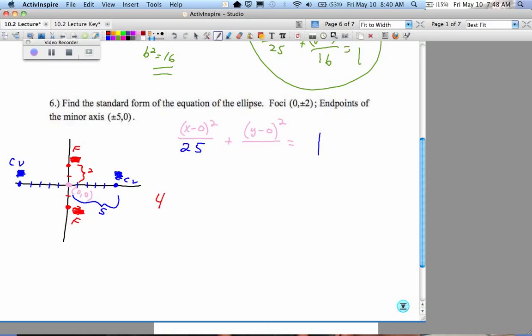So 4 equals a squared minus 25. How do I know that I'm subtracting the 25? Because if it's the minor axis, I know that's the smaller of the two distances. So a squared is 29. So over here, 29. And that would be your equation.